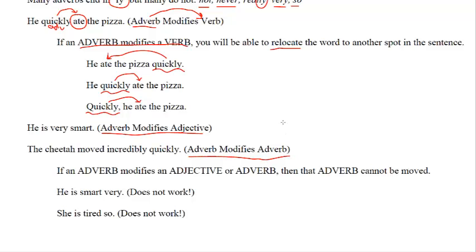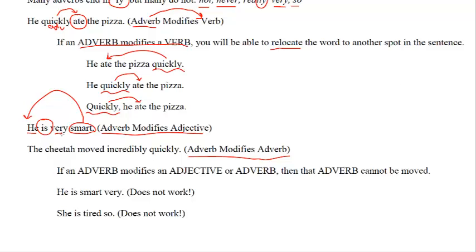Let's take a look. I know this is a lot. We're going to go over some examples. He is very smart. Okay? We have a linking verb here. This is a verb. It's linking the subject to this adjective. Smart is modifying he. So we have an adjective smart. However, we have this word very.